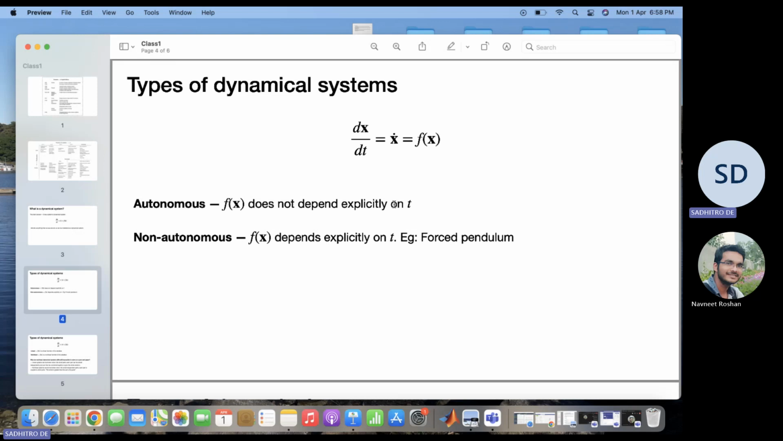For example, there are two ways in which we can classify, which will be helpful in our course. One is an autonomous dynamical system, where the right hand side does not depend explicitly on time. The other is a non-autonomous dynamical system, where the right hand side explicitly depends upon the independent variable. For example, if you have a forced pendulum, where the external force is a function of time itself, then it becomes a non-autonomous system.